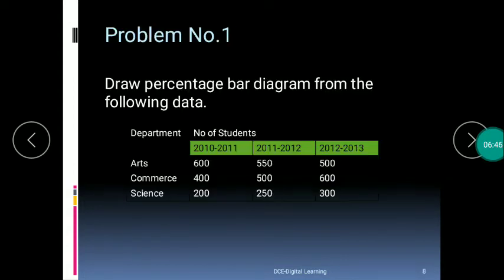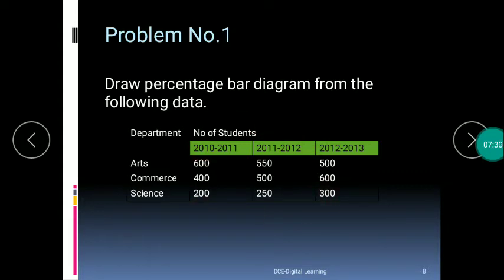So here is an example for the number of students admitted under different streams, again arts, commerce and science, for 3 years, that is 2010-11, 11-12 and 12-13. For arts, 600 students are there, commerce 400 and science 200 students are there in 2010-11. Similarly, in case of 11-12, 550 for arts, 500 for commerce and 250 for science. And for 12-13, 500 students for arts, 600 for commerce and 300 for science. So this is the data on which we have to prepare a percentage bar diagram.